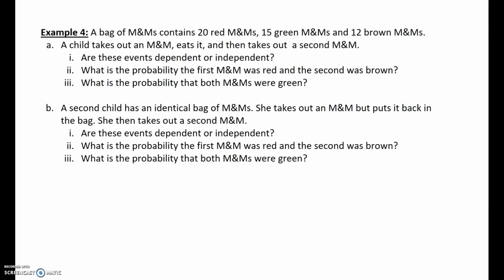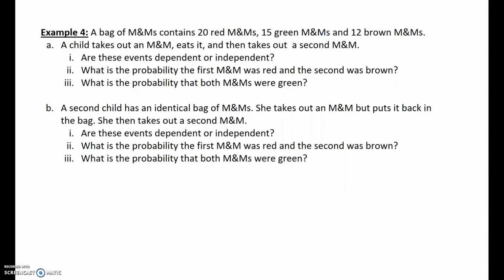Okay, so this is a long question which we're going to break down and try and make a little bit more slowly than it looks at the moment. So a bag of M&Ms contains 20 red M&Ms, 15 green M&Ms and 12 brown M&Ms. In part A, the child takes out an M&M and eats it, and then takes out a second M&M. Questions are, are these events dependent or independent?